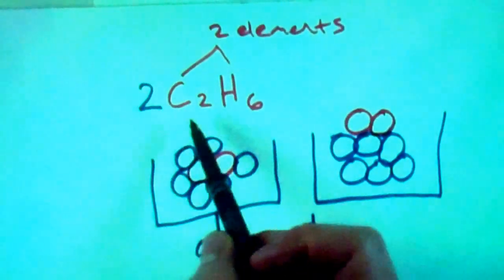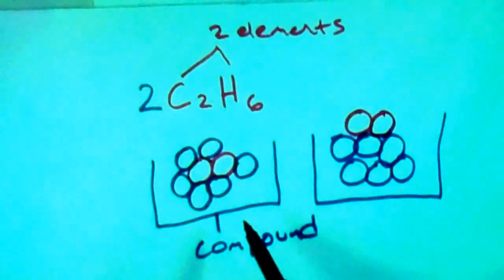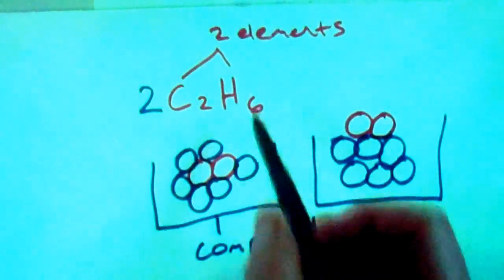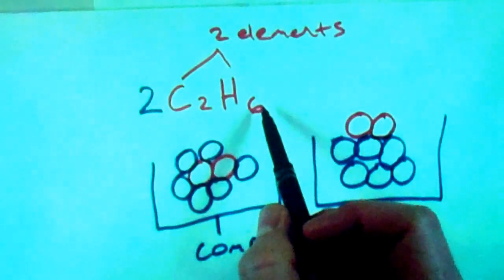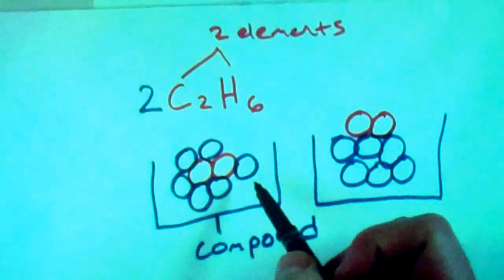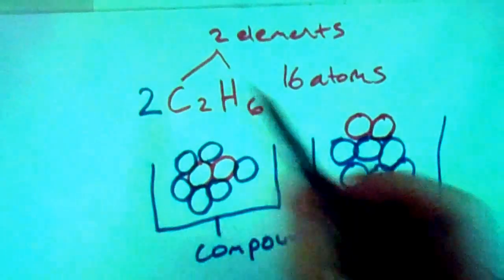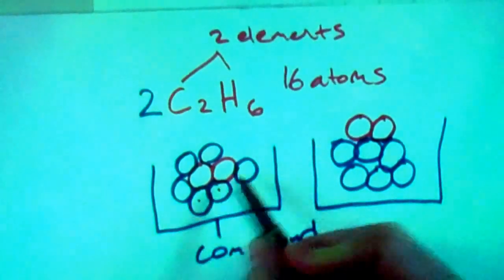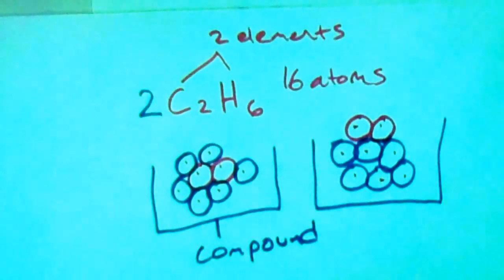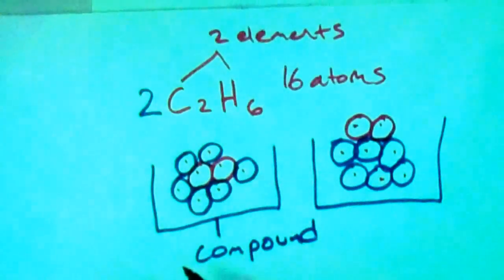And how many atoms do I have in 2C2H6? Atoms. Okay, I have 2 plus 6 is what? 8. Times 2? 16. I have 16 atoms. Now, if you don't believe me, count the drawings that I did. 1, 2, 3, 4, 5, 6, 7, 8, 9, 10, 11, 12, 13, 14, 15, 16. 2 elements, 16 atoms, in 2C2H6.